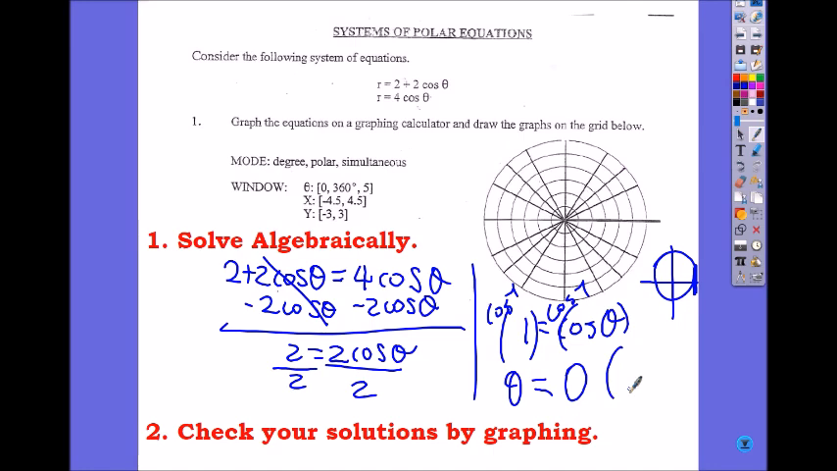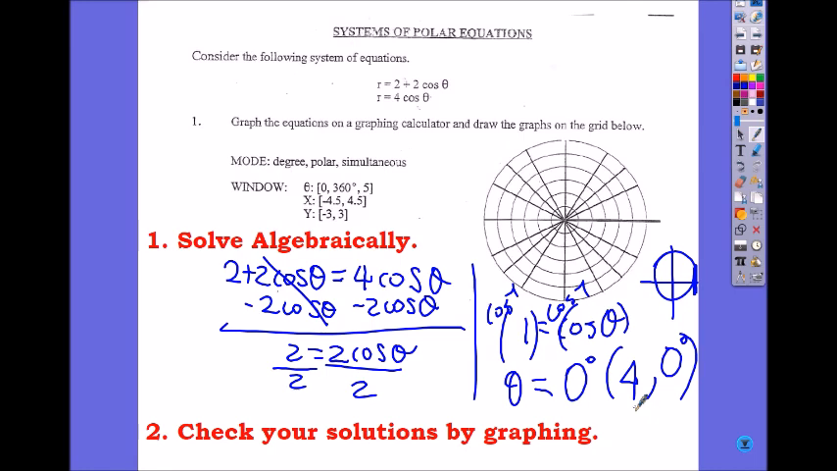So then what is your solution? We write it as r comma theta, so it is r comma 0 degrees. How do you find r? You plug into the equation. When it's 0, what is cosine of 0? 1. That's what we've just found. So 2 plus 2 times 1 is 4.